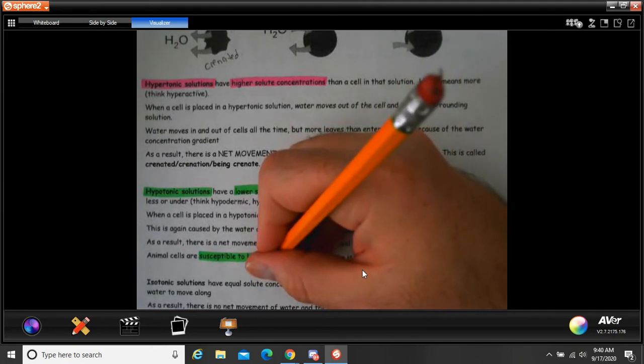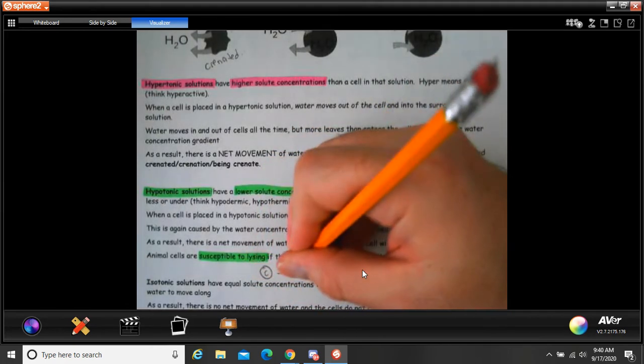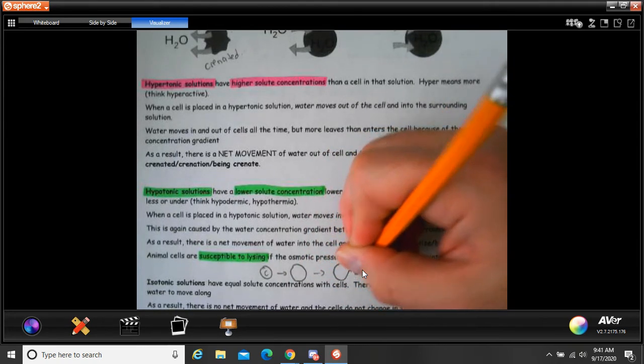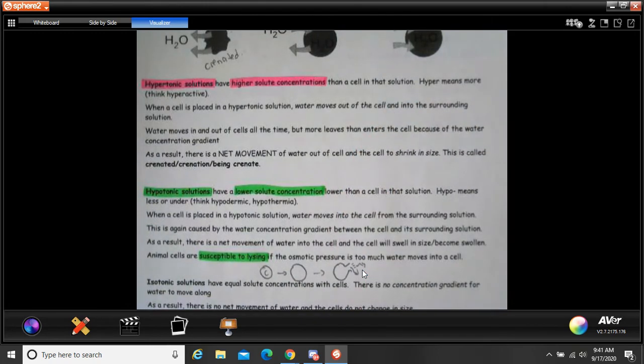So it would be like a cell like this, then it swells, and it's possible it swells so much it bursts, and everything flies out, and your cell is effectively dead. That's lysing.